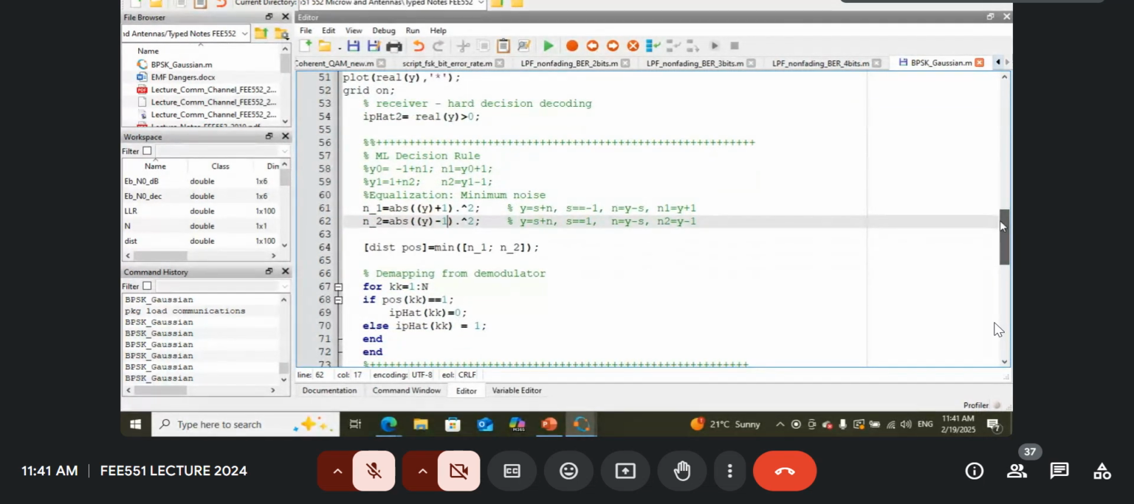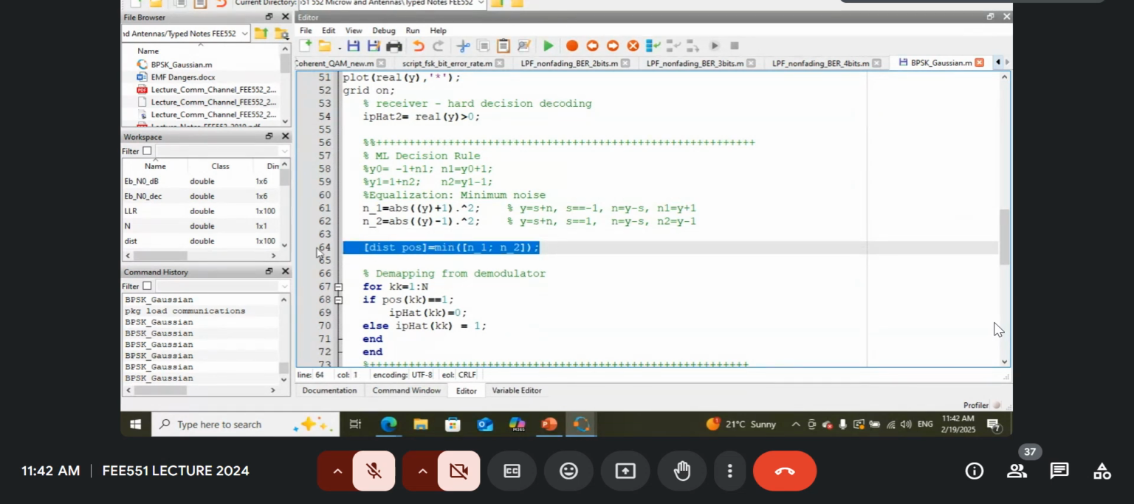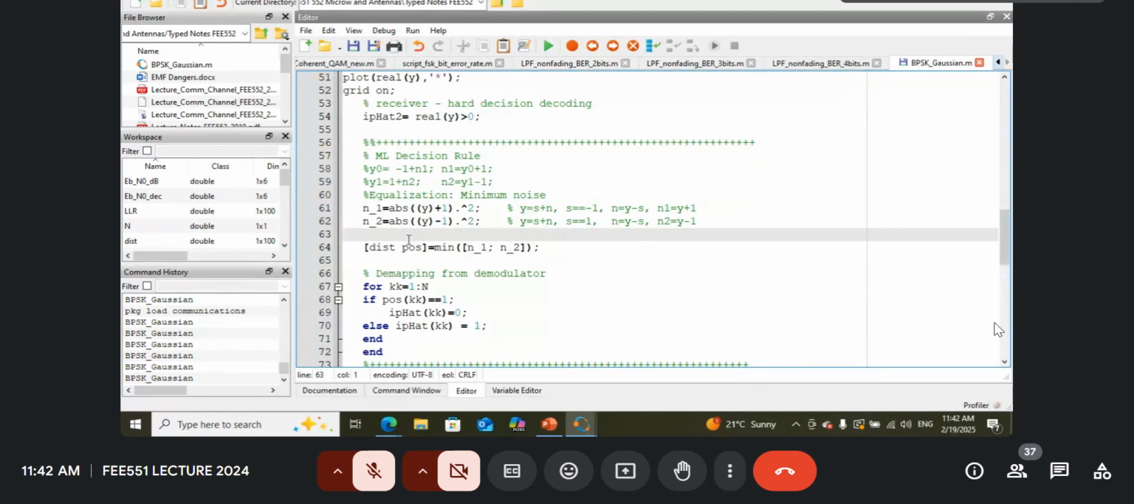So you get your distance and then the position. Then now you demap. You say for k equal to 1 up to n, for position k equal to 1, then it means the estimated value of the input is a 0, isn't it? Because we are saying if n1 is the one that is minimum, because we remember we are finding the minimum from this equation here, so minimum of n1, n2. So if the position is 1, the first position, then it means a 0 was the one that is transmitted. Else, the estimated input is a 1.